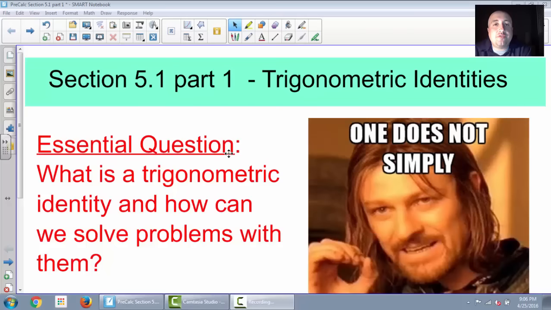All right, welcome to Chapter 5. This is Section 5.1, Part 1, Trig Identities. What we're going to learn, or what we're going to try to figure out, is what is a trig identity and how can we solve problems with them. They're pretty challenging, so we're going to take this slow, make sure we go piece by piece.